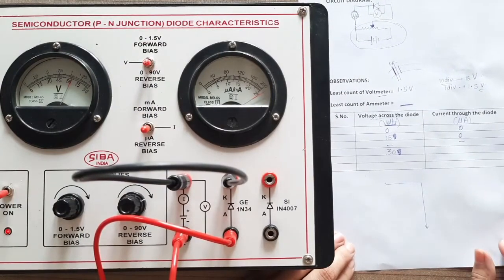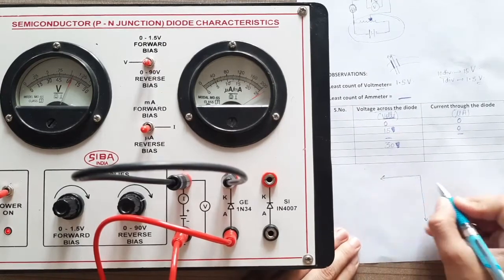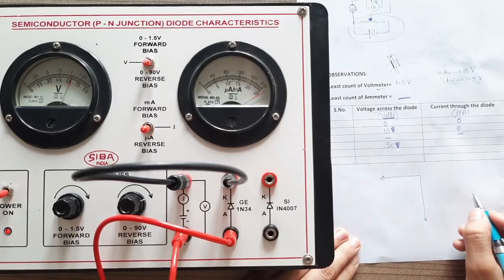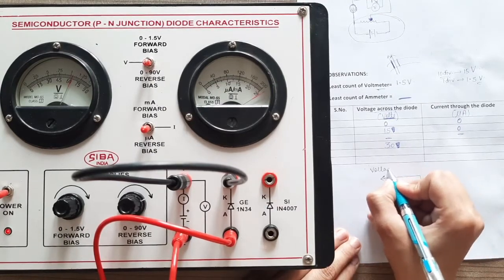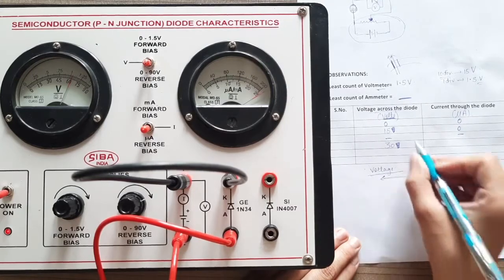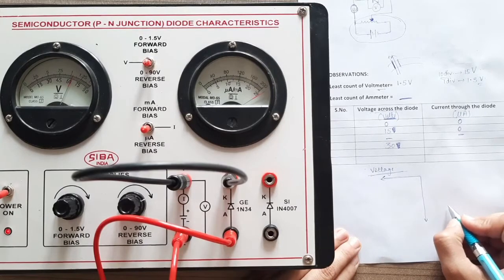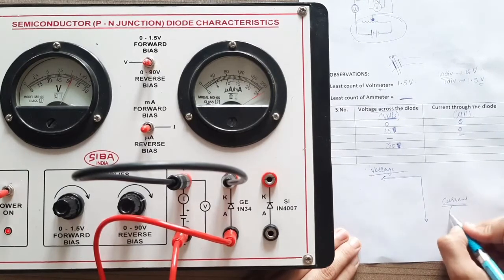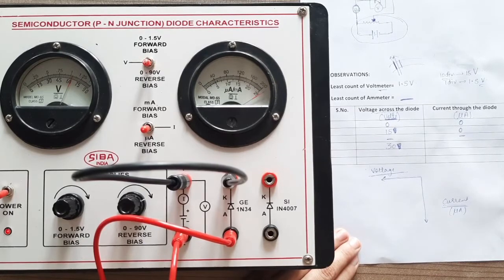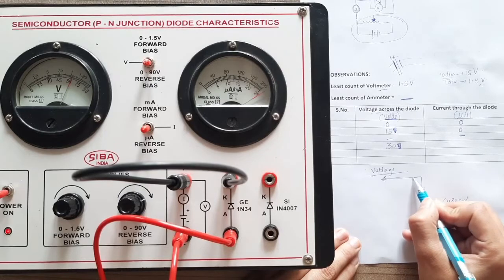So when you draw the graph of the VI characteristics of the diode when it is reverse biased, the voltage and current are taken on the negative axis. So voltage across the diode, here you have to write down voltage across the diode and it is in volts, and on the negative y-axis you will have current through the diode. So you have to write down current through the diode and it is in microamperes. Now when you draw the graph, it will look like this.